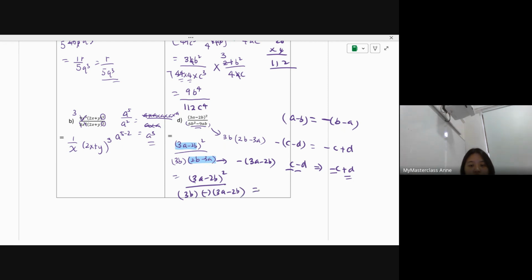Remember, this is still multiplication. This whole thing is 2b minus 3a. So I get 3a minus 2b and 3a minus 2b, so I can cancel out one. So 3a minus 2b on top, and then below a negative 3b.